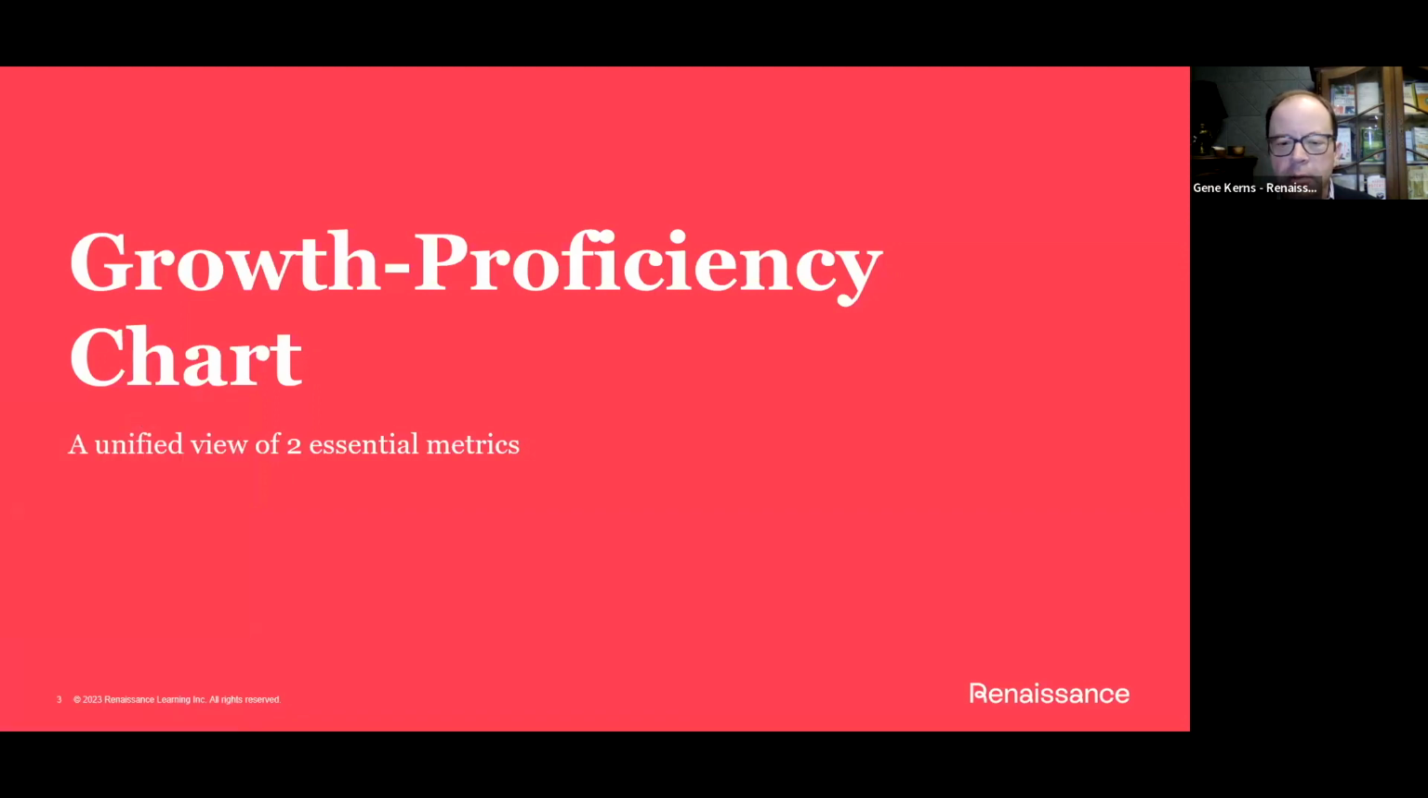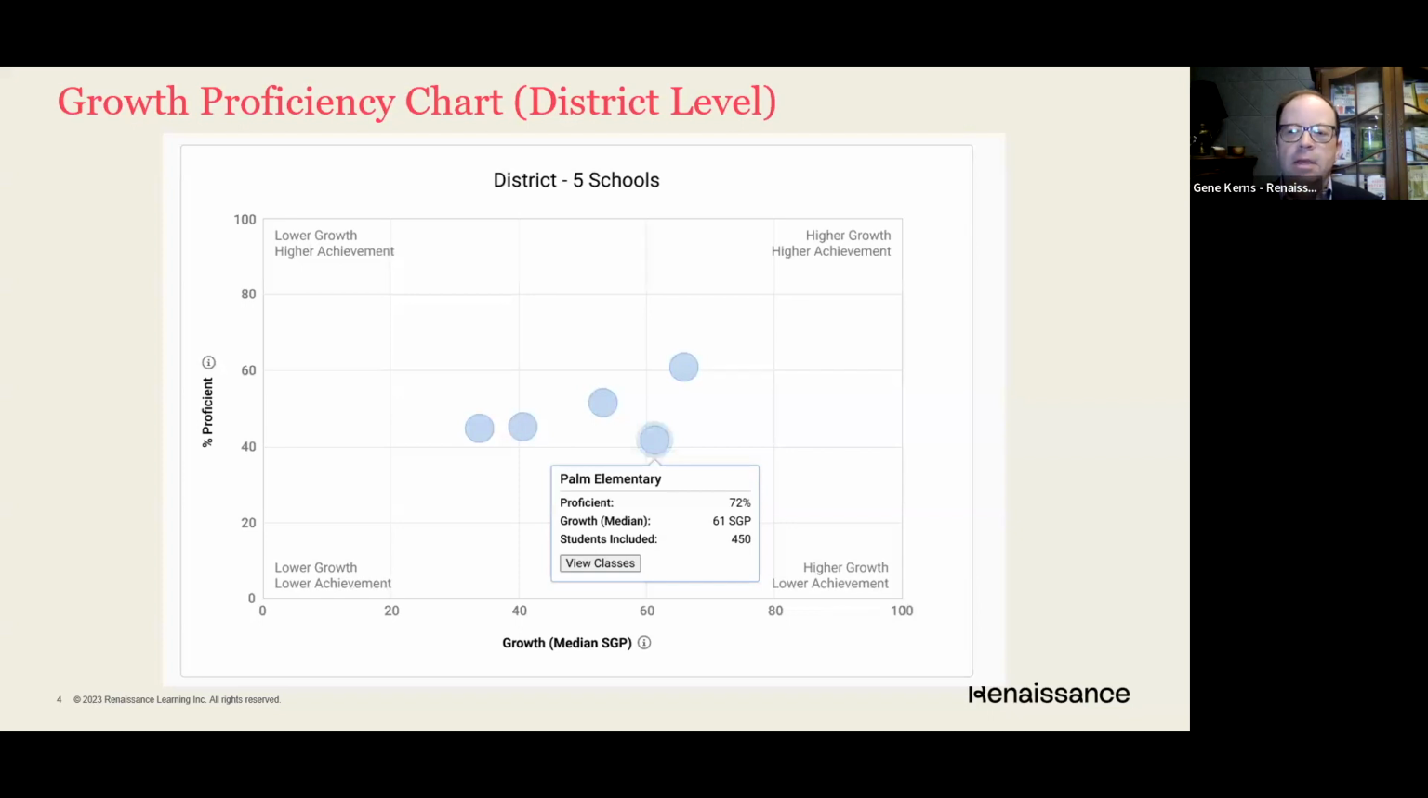This is probably, if not the most favorite report we had, certainly among the top ones. And it looks something like this. Now, what you're going to see when you get there depends upon who you are and how you have logged in. I'm starting at the district level. So if you're a district person, this is exactly what you're going to see. If you're a building level administrator, you're going to see the next level down because that is the building level. And if you're a teacher, you're going to see one level down.